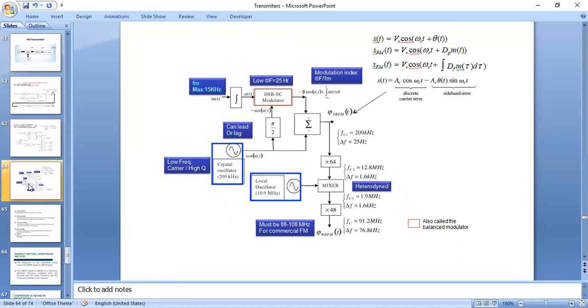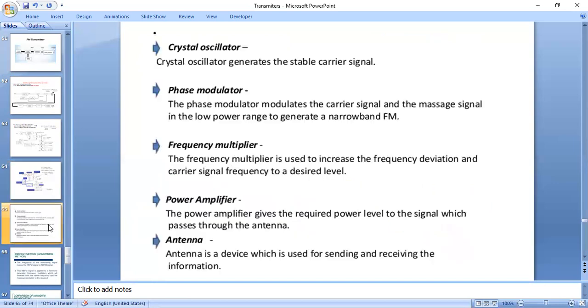Okay, so the same diagram, how it will be generated, and these are the expressions. This is the phase modulated output. After the integration you will get the frequency modulated output. So we know that these are the blocks: the crystal oscillator generates the stable frequency signal, meaning the Q factor is very, very high. If Q is high, the stability factor is also high.